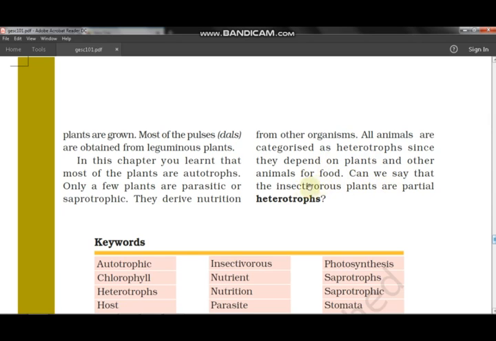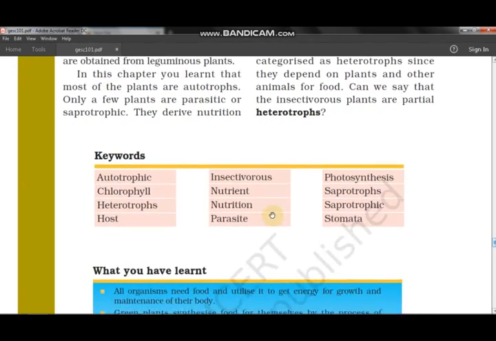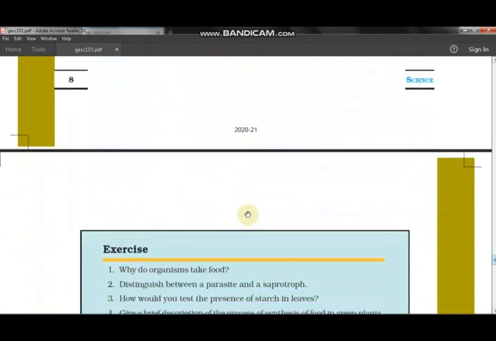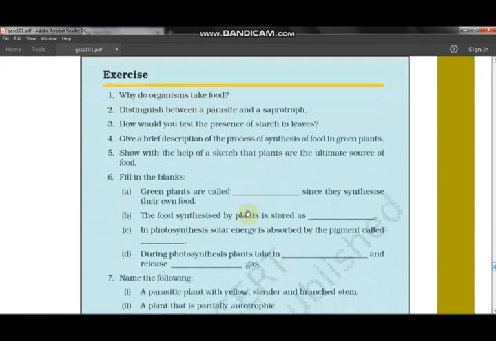So can we say that the insectivorous plants are partial heterotrophs? Yes, okay, because they synthesize their food by autotrophic nutrition, as well as they take up insects to fulfill the requirement of nitrogen. So students, now we will be doing our book exercise.